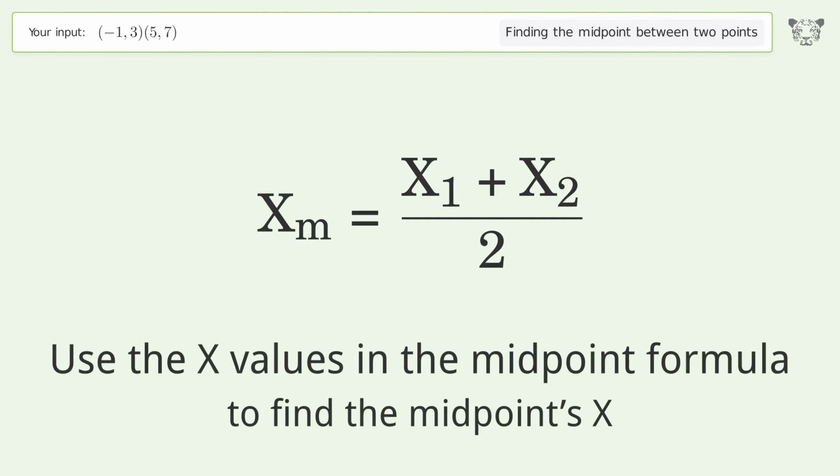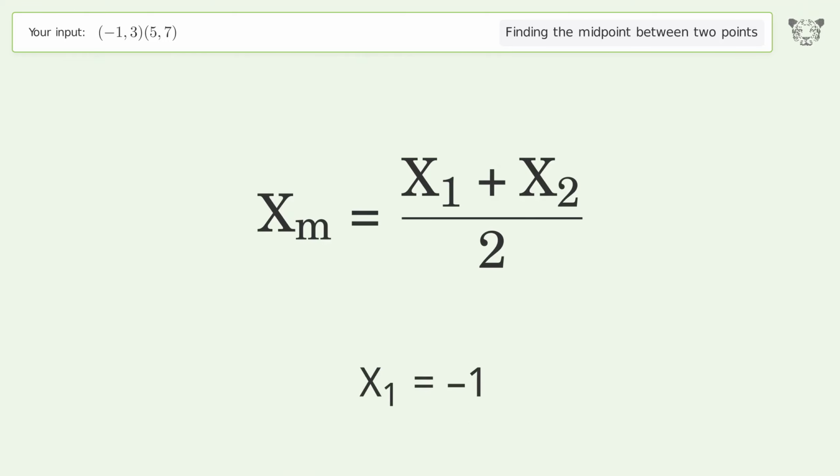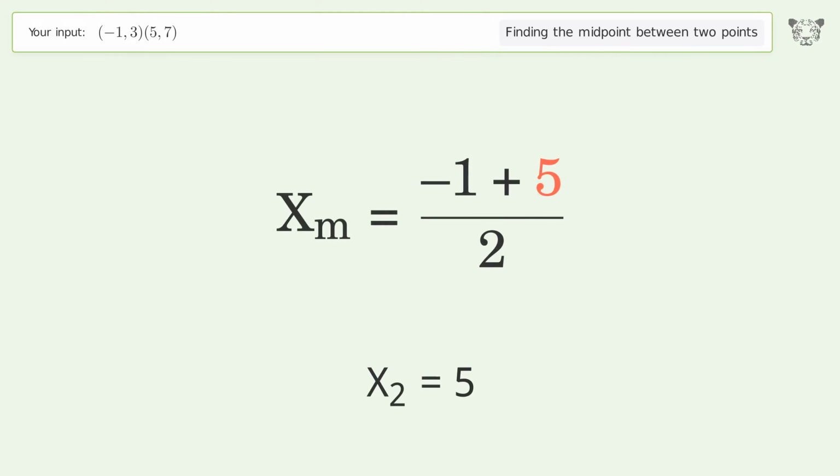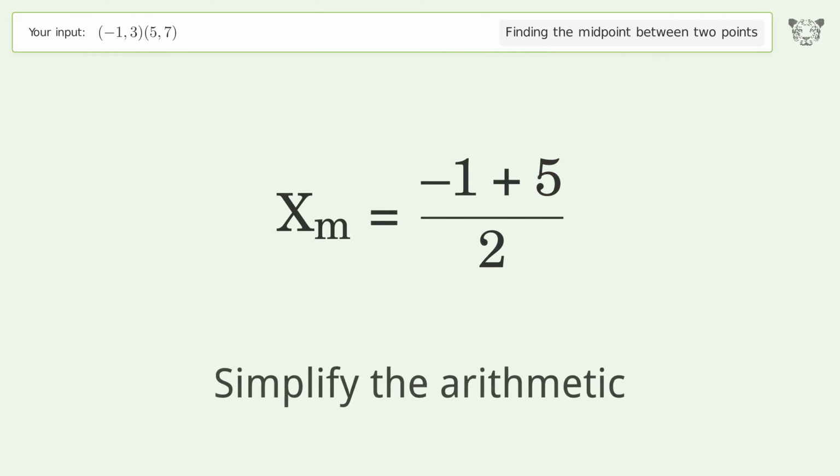Use the x values in the midpoint formula to find the midpoint's x. x1 equals -1. x2 equals 5. Simplify the arithmetic.